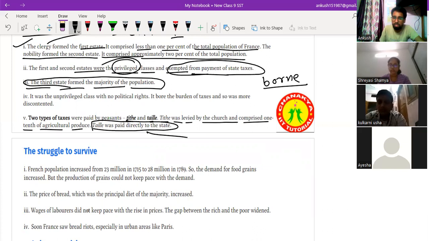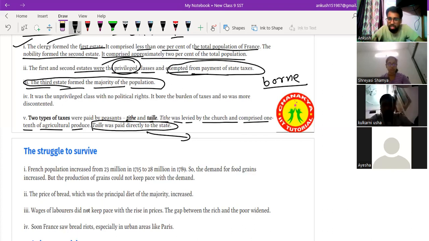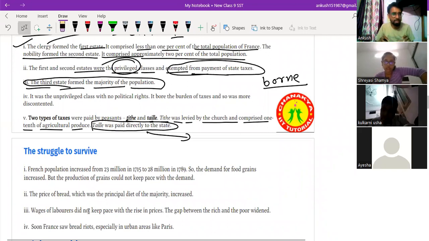Who are paying this? Peasants, artisans, lawyers, businessmen, merchants, landless laborers, and servants. Are you getting the point? Okay. These were paying the taxes directly to the state, and that tax was hoarded by the state into its treasury. Have you got it? Is there any confusion till now? No, sir. Okay.